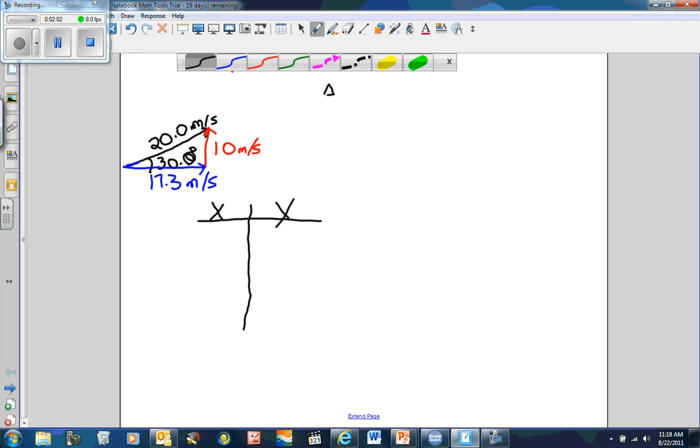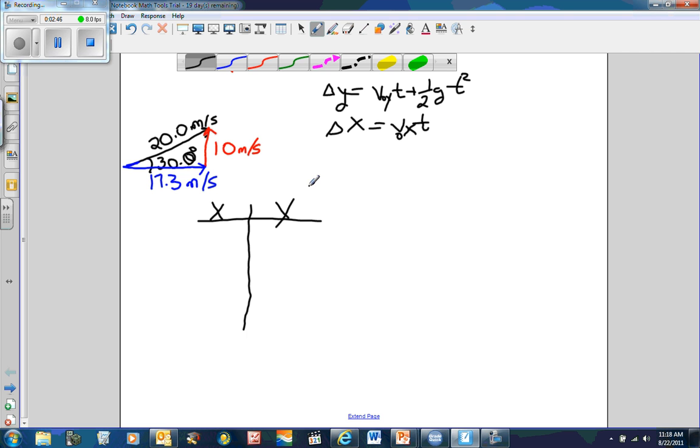They come from delta y equals initial y velocity times t plus 1/2 g t squared. That's my y variables. And then delta x equals initial x velocity times time. This is initial x velocity times time.